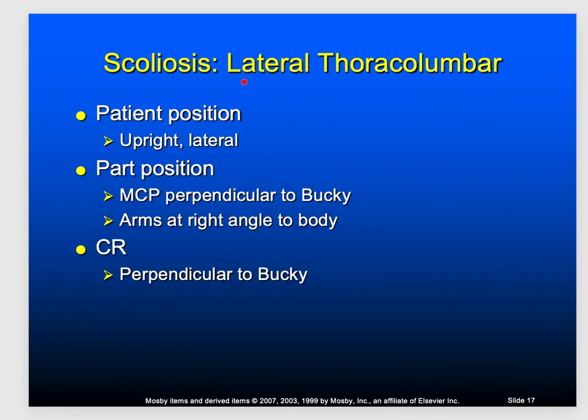So scoliosis, the lateral thoracolumbar image, your patient position is upright in a lateral position. The mid-coronal is perpendicular to the bucky. The arms are at a right angle. So your patient is standing here, and then the arms are up, usually holding on to the bar, so they're up and out of the way. Okay, so your central ray, once again, perpendicular. There's no angle on it, so it's a 0 degree.